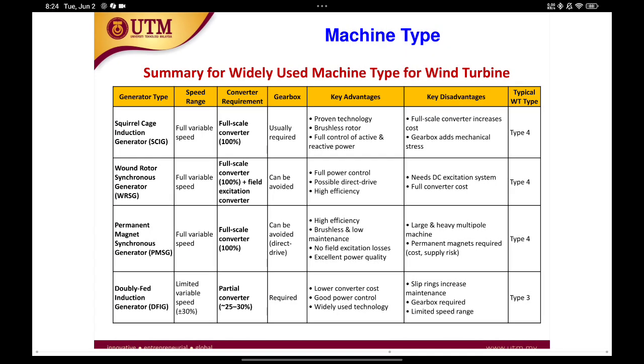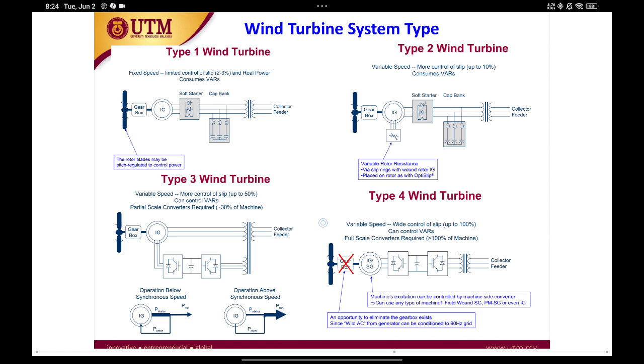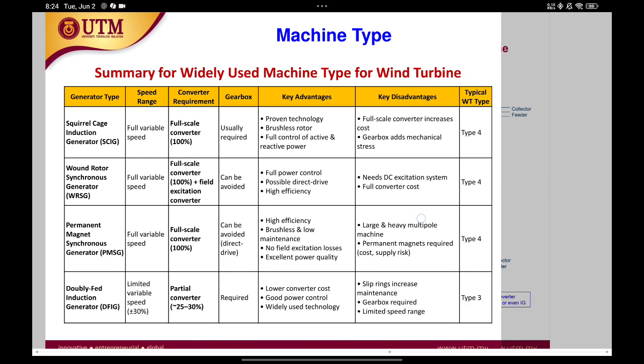So this is the summary of what we discussed. So you can see here. This one I think is wrong, make sure you check back this one. So this is squirrel cage, but it is in the type 4. I still haven't discussed with you what is type 1, type 2, type 3, type 4, but later I will show you. So this is type 1, type 2, type 3, type 4.